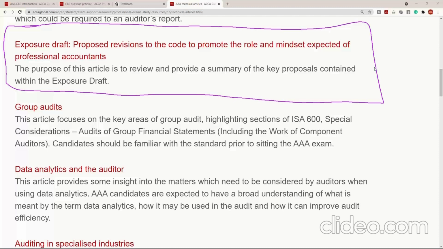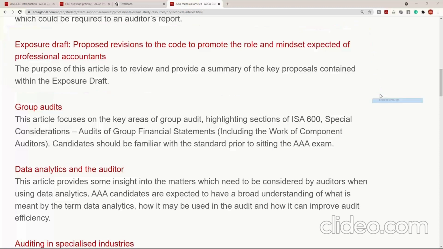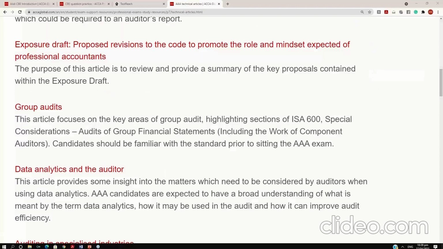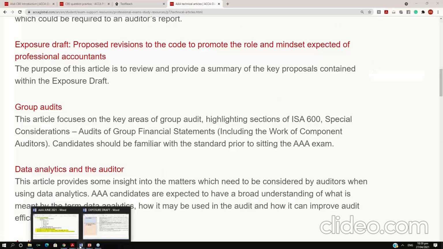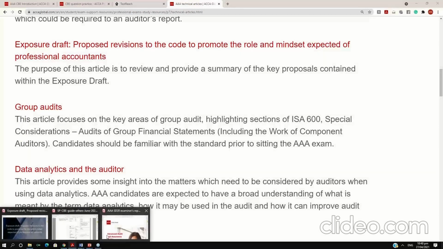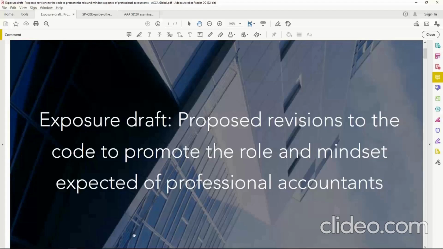Now, just moving back and exploring this article. See, this is the article right in front of your screen. Exposure draft. Exposure draft means it's just a current issue. Exposure draft means this is not an affirmative thing, but this is in a phase of development. Proposed revisions to the code to promote the role and mindset expected of a professional accountant.